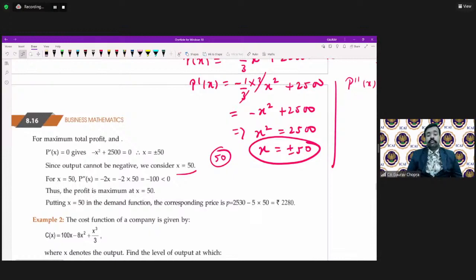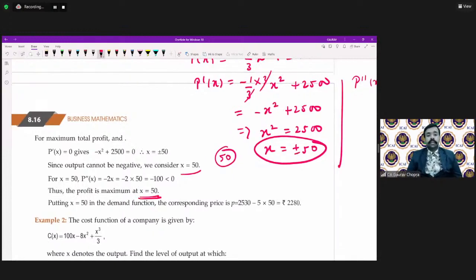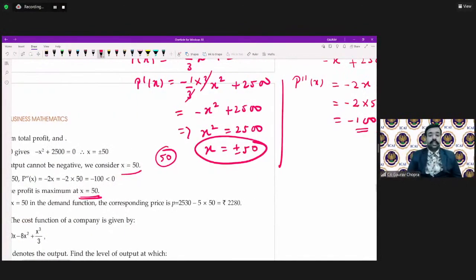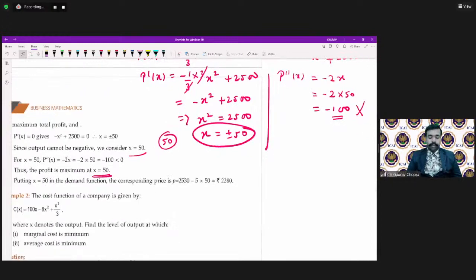Why have we tried the double derivative? Sometimes at the double derivative we can get the bigger value. If it was positive 100, that means it would be more profitable, more beneficial. But here we are getting negative 100, that means it is not beneficial. Hence the correct answer will be 50 units. So if we produce 50 units, we will get the maximum profit.